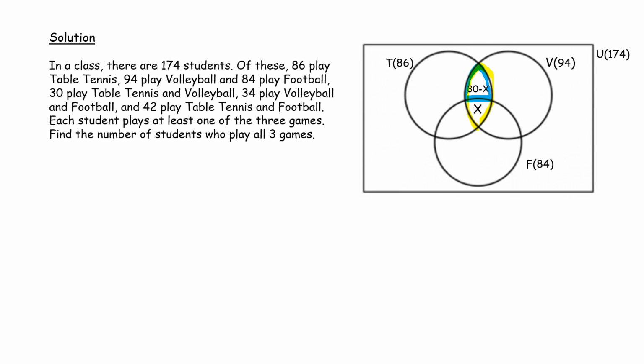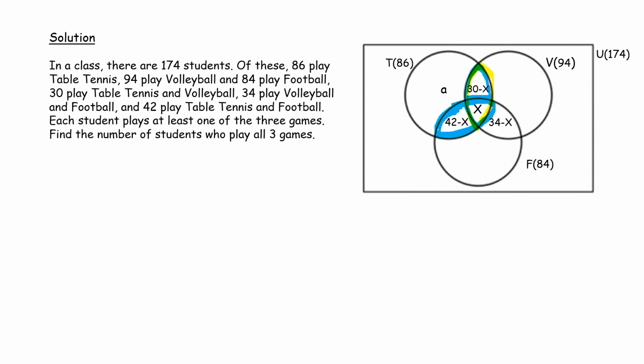Likewise, if we want to know the number of students who play volleyball and football only, that's going to give us 34 minus X, since 34 students play volleyball and football, and X students play all three. Then we're going to find the number of students who play table tennis and football only, and that's going to give us 42 minus X. Again, since 42 students play table tennis and football, and X students play all three games, to find the region 42 minus X, we're going to have to deduct X from the number of students that play both table tennis and football.